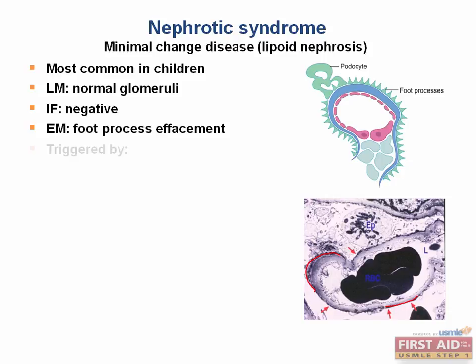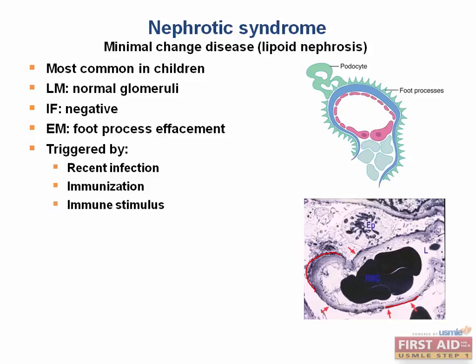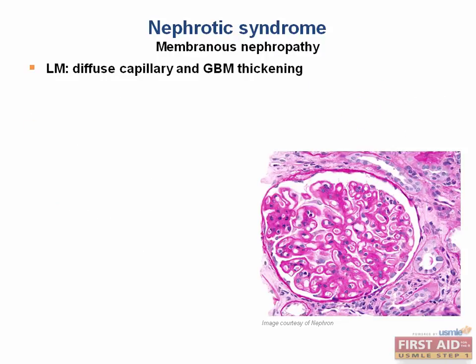Now, this disease often follows an infection, immunization, some immune stimulus, or can be associated with Hodgkin's lymphoma. Typically, there's an excellent response to steroids. Next is membranous nephropathy. Now, this one is a bit more complicated. The common histologic findings include capillary and glomerular basement membrane thickening on light microscopy. Notice that this time the glomerulus is completely involved.